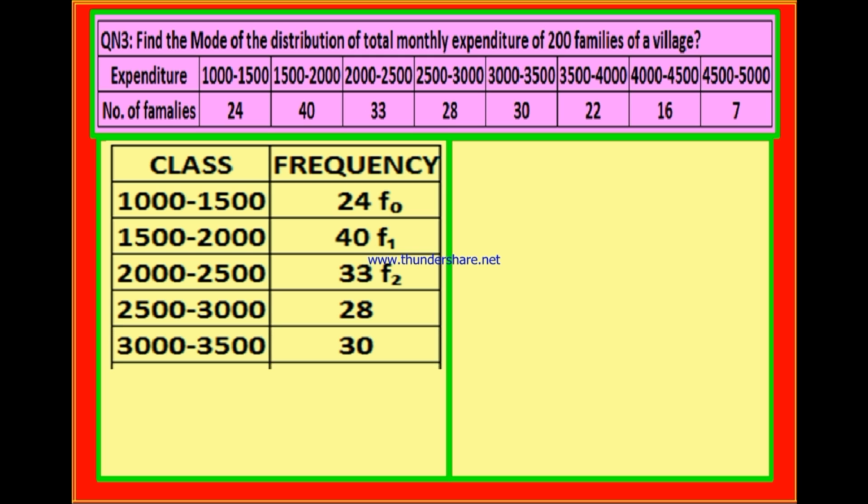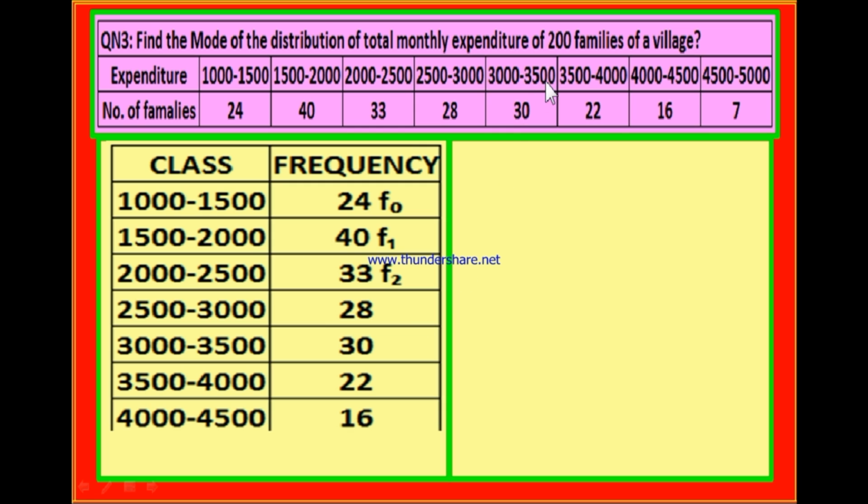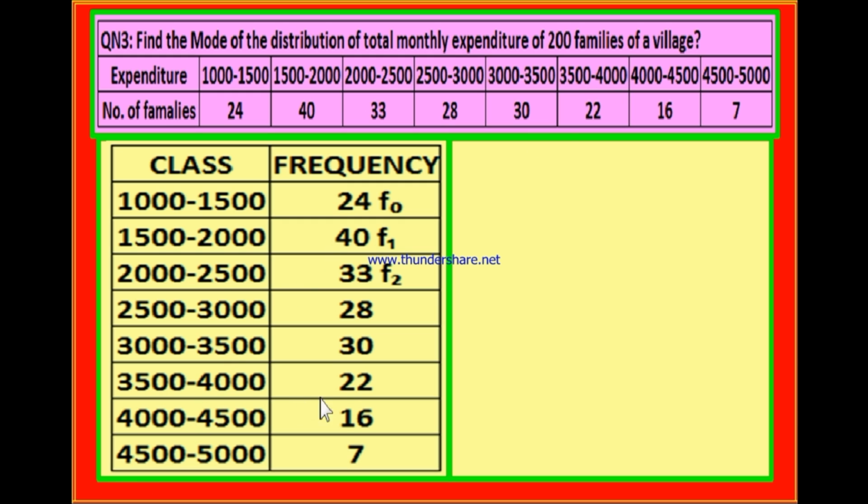the frequency is 33. 2500 to 3000, frequency is 28. 3000 to 3500, frequency is 30. 3500 to 4000, the frequency is 22, and 4000 to 4500, frequency is 16. And 4500 to 5000, the last class, and the frequency of this class is 7.